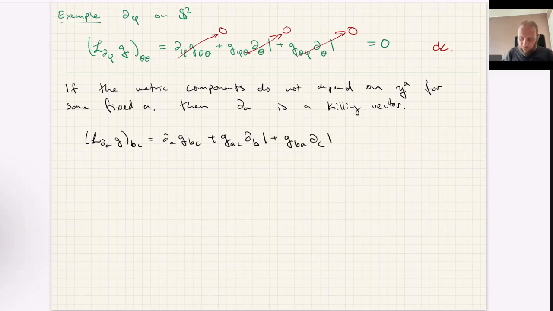So as you saw before, these are zeros. So this is 0, this is 0, and assuming that this metric component does not depend on y^A, we get a 0 when we differentiate with respect to y^A. So this is indeed equal to 0. Any questions on that? If not, let's move on.